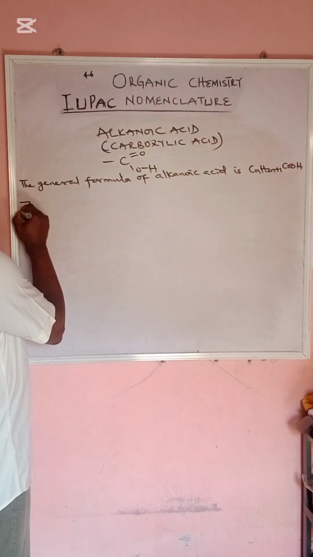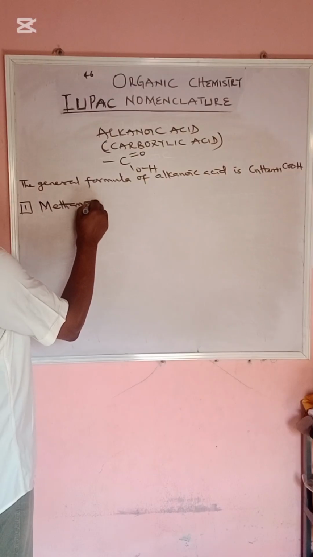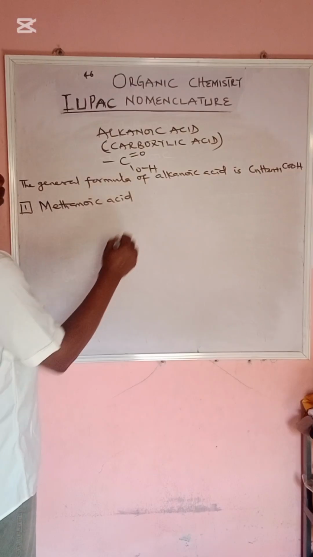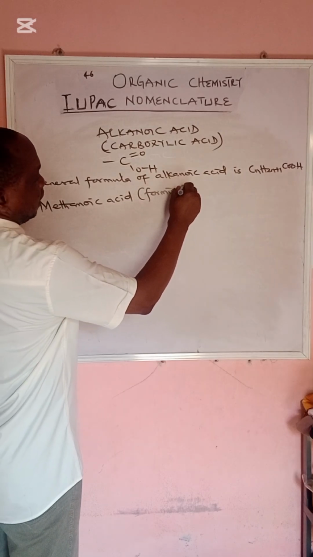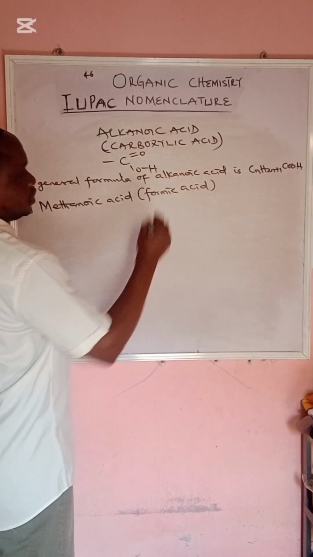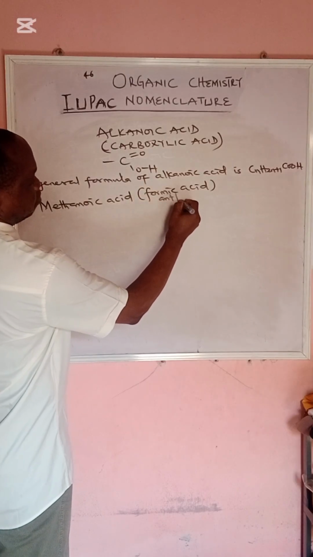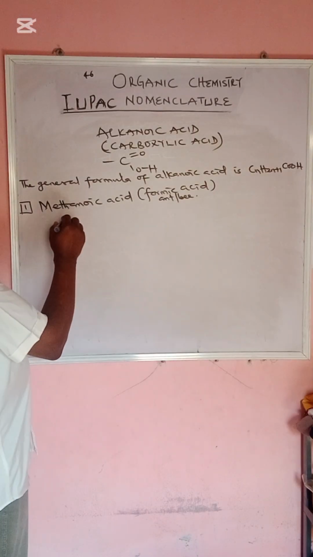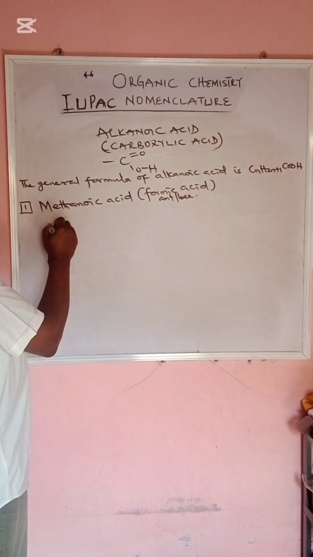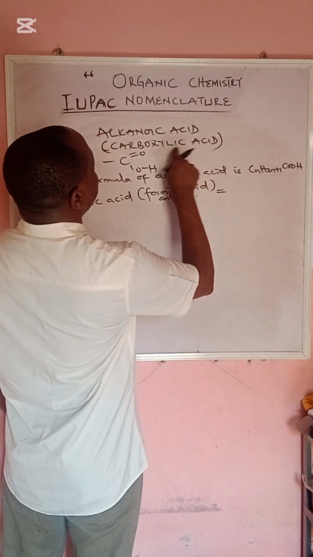So the first member, we call it methanoic acid. The one we call formic acid. Call it formic acid, obtained from ants and bee sting. So that is formic acid. What's the molecular formula? Apply the formula.